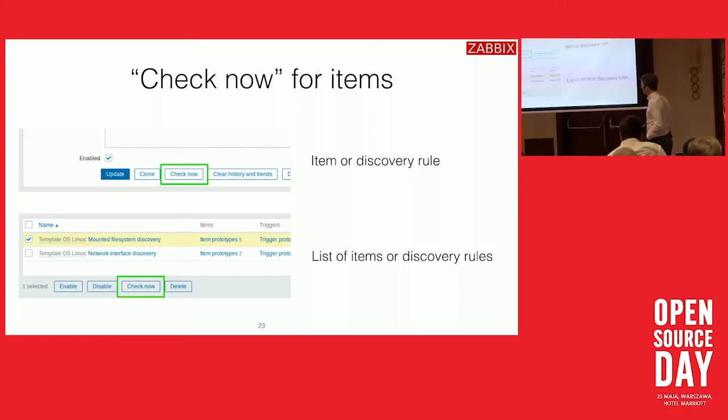And especially this is very useful for discovery. It works for normal items and also for LLD rules, low-level discovery rules, because normally low-level discovery rules are executed maybe once per hour or maybe once per 24 hours. That's why this check now button is really important, especially if you want to check some user parameters. Again, this is a very nice use case. When we create our own scripts, those scripts may create some JSONs or plain text data. We do some experiments, and it's really nice to have this check now button. So it is implemented right now.